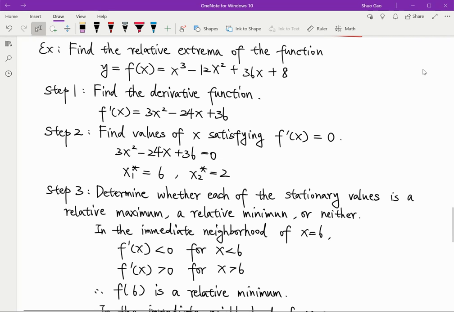So the example is like this. Find the relative extreme of the function, this thing. It's a little bit complicated. We said that we can use the first derivative to find the relative extreme, right? So the first step is to find the derivative function. I take the derivative of this function, and we can get f prime x equals this thing.